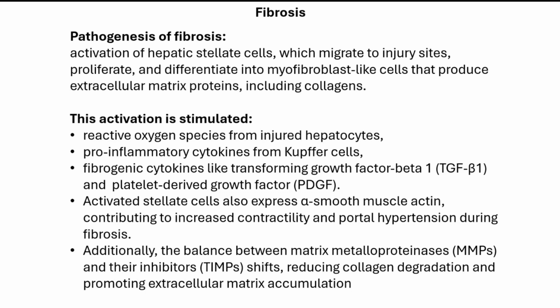Activated stellate cells also express alpha smooth muscle actin, contributing to increased contractility and portal hypertension during fibrosis. Additionally, the balance between matrix metalloproteinases and their inhibitors shifts, reducing collagen degradation and promoting extracellular matrix accumulation.